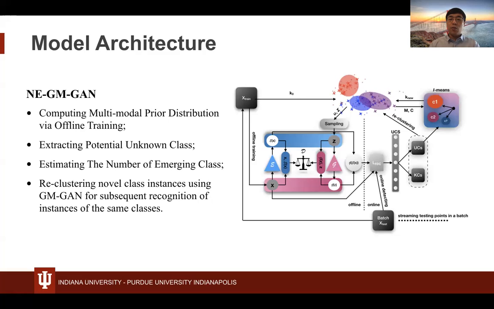Next, we will introduce the model architecture. On the right-hand side, it shows the workflow of our model. At first, our model takes the instance from the training set. We assume that we already know the number of classes in the training set. After that, our model computes a multi-model prior distribution by Gaussian mixture model, and then reconstructs the instance via bidirectional GAN in offline phase. For online detection, our model computes the loss between the reconstructed instance and the test instance. We propose an unknown class score function to filter out instances most likely belonging to the new emerging classes. Then we propose the infinite means algorithm to estimate the number of the new emerging classes. At the end, our model recaptures this instance for subsequent recognition.